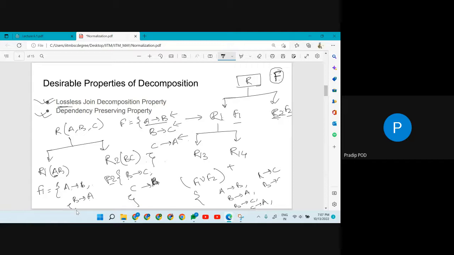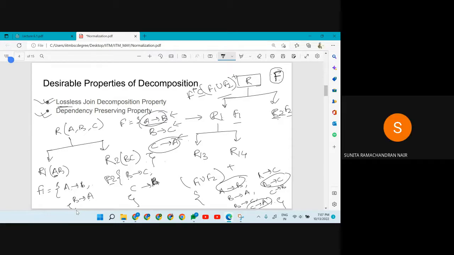B to C is also possible, C to B is also possible, but there is a lot of possibility. But here you can see this functional dependency it has, and B to C is also present here, and C to A is also present. So that's why I wrote this one. So F should be a proper subset of F1 union F2.